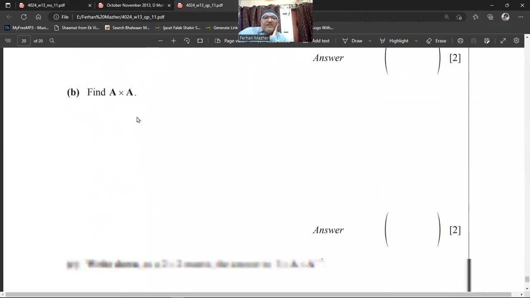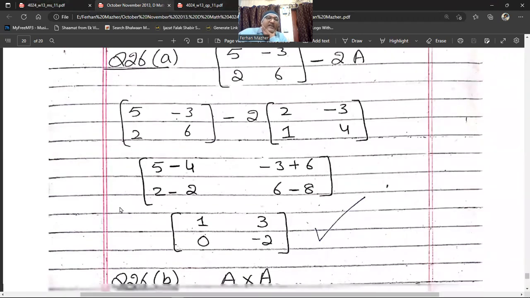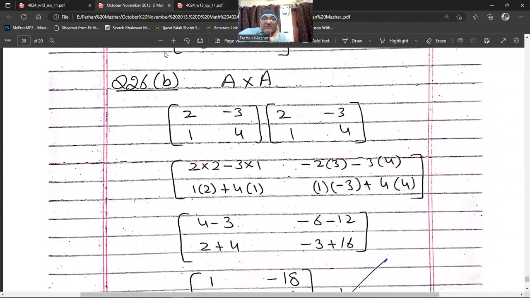And then in the B part, they say, find A multiply A, that is A square. A multiply A, you actually multiply the matrix A with the matrix A. So from here, I will take the rows, and from here, I will take the columns. First row will multiply with the first column, then first row will multiply with the second column. Then the second row will multiply with the first column, then the second row will multiply with the second column.